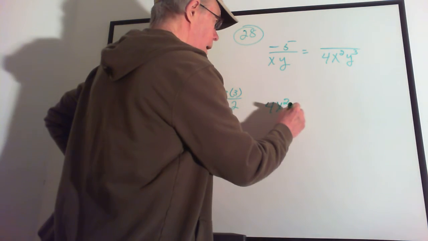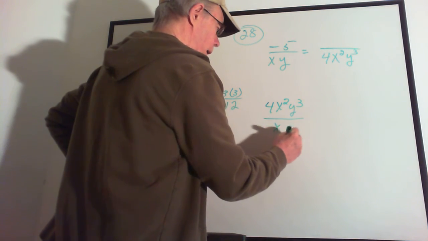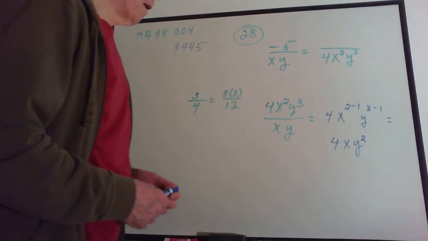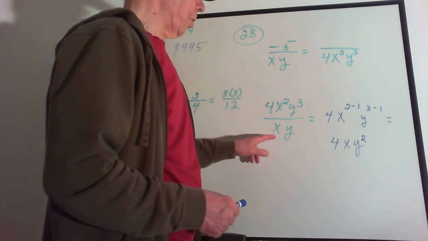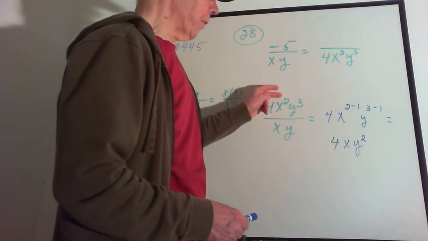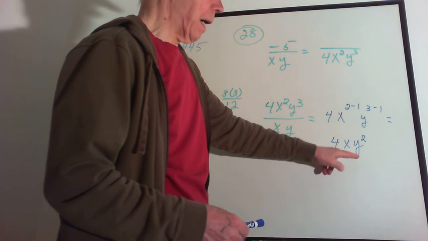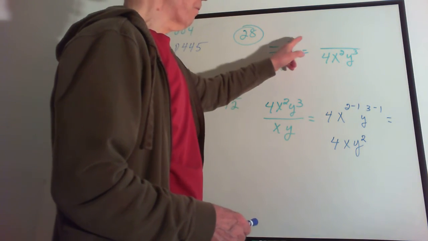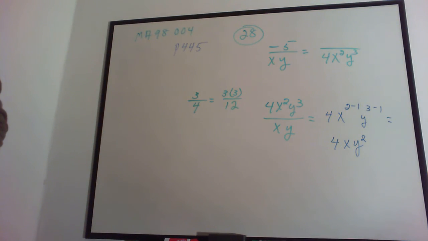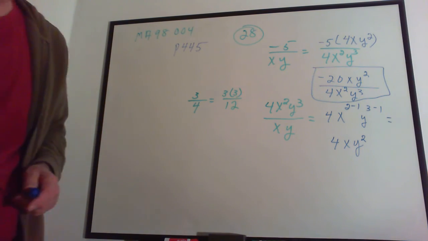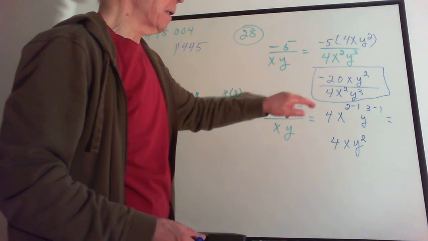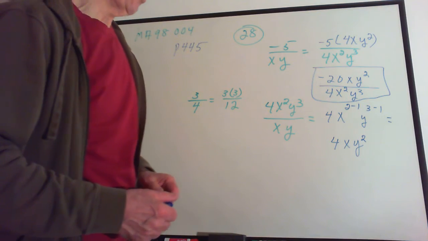4x squared y cubed by xy, see what you get. Pause the video, give it a try. All right, so divide 4x squared y cubed by xy. We get 4x, subtract my exponents, and end up with 4x times y squared. I want you to multiply it by the negative 5 to find out what the new numerator is. So pause the video and go ahead and do that. So, the new numerator is negative 20xy squared, that's over 4x squared y cubed.